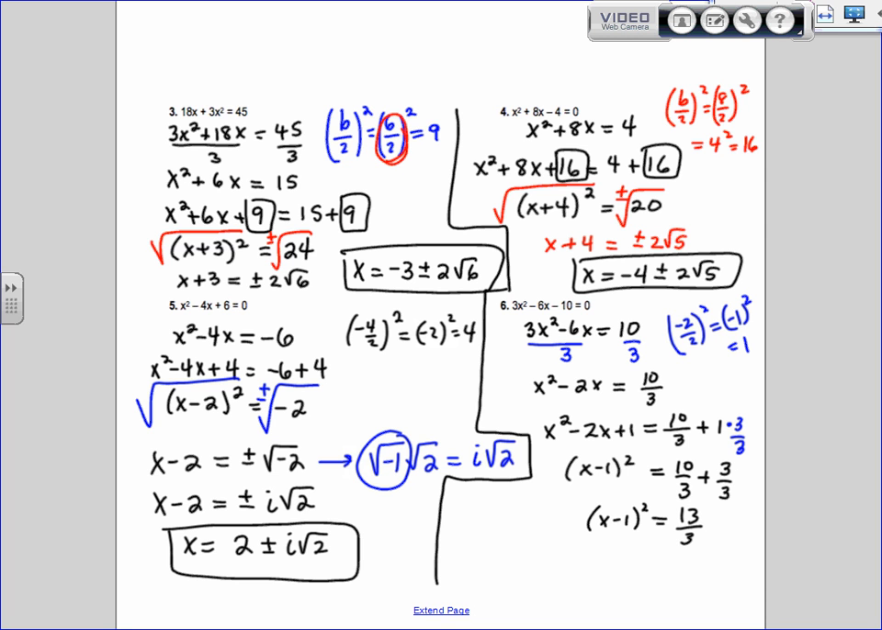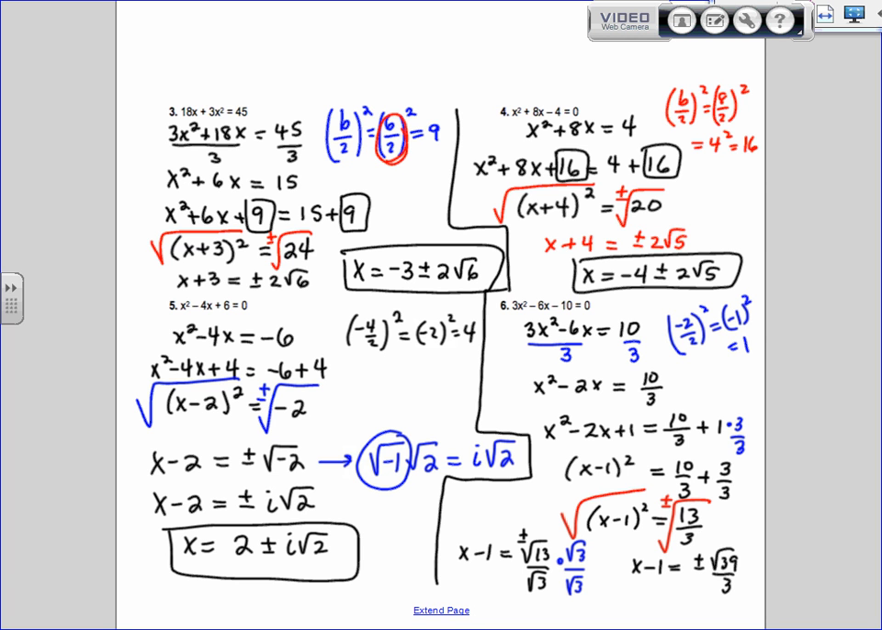All right, we're going to take the square root of both sides. Square root, plus or minus. So I get x minus 1 equals plus or minus the square root of 13 over 3. So that's the square root of 13 over the square root of 3, which means you have a square root in the denominator, so you need to multiply by root 3 over root 3. We're almost done, I promise. So I get x minus 1 equals plus or minus the square root of 39 over 3.